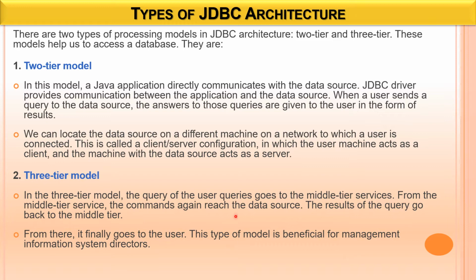Most of the time, the client machine will make a request to the server, but the middle tier services will provide some security, checking whether the client has the information which is really required, and whether the server has that information which will be sent to the client machine. The middle tier services will check all that information.